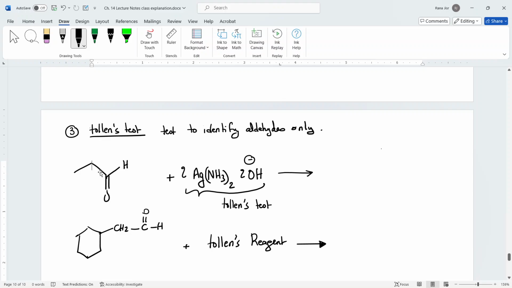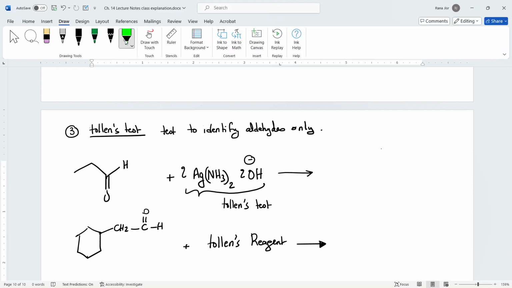The Tollens test is a combination of a reagent, which is made up of silver, ammonia, and a hydroxide. So the silver, the ammonia, and the OH is the basic medium in there. You combine everything together, and that is called the Tollens reagent, okay? You are responsible to know its structure in there, or instead of writing it down like this, I would write Tollens reagent, okay? Now, what is happening here?